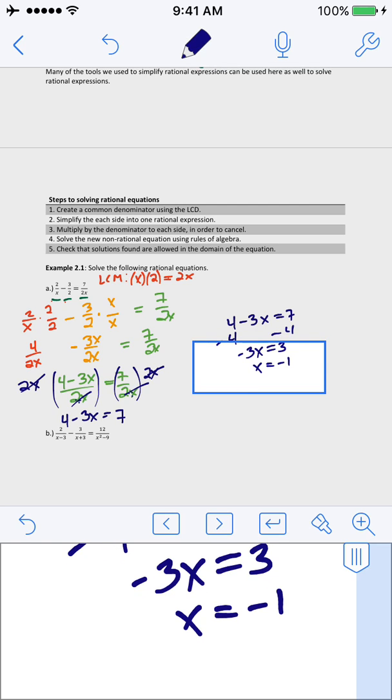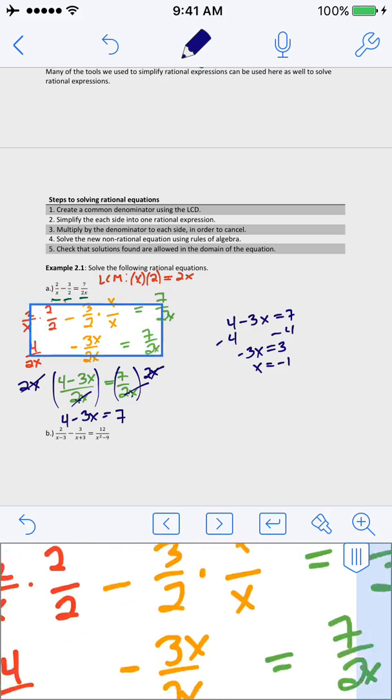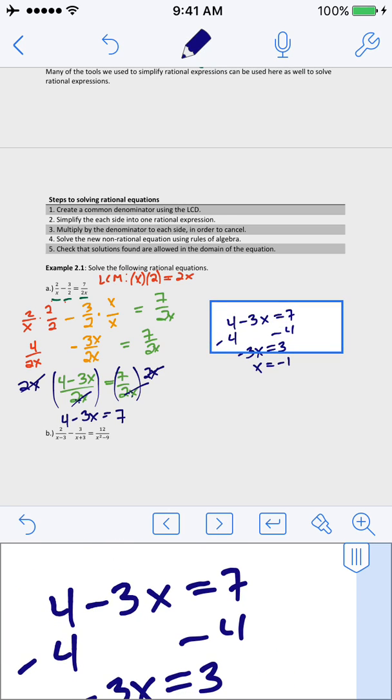Okay? So that's how I arrive at a solution. Right? So the idea was put everything over the same LCD so that they go away and you're left with something nice and easy to solve.